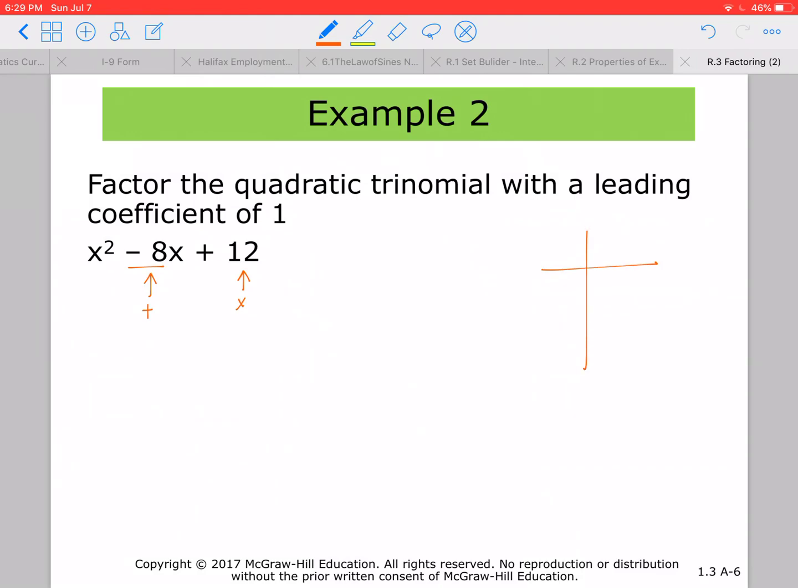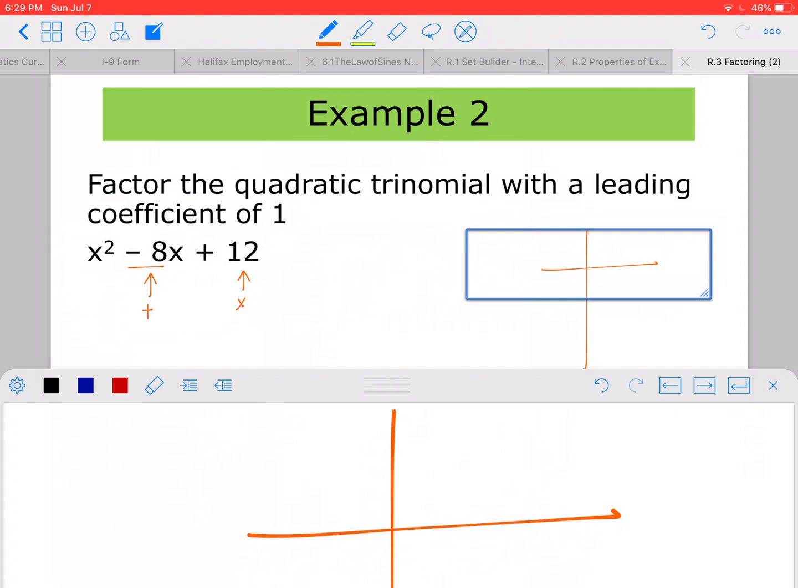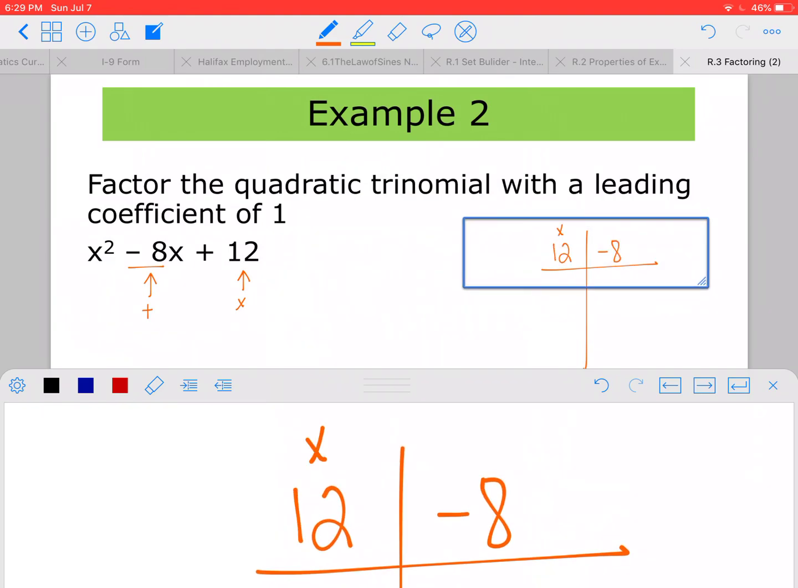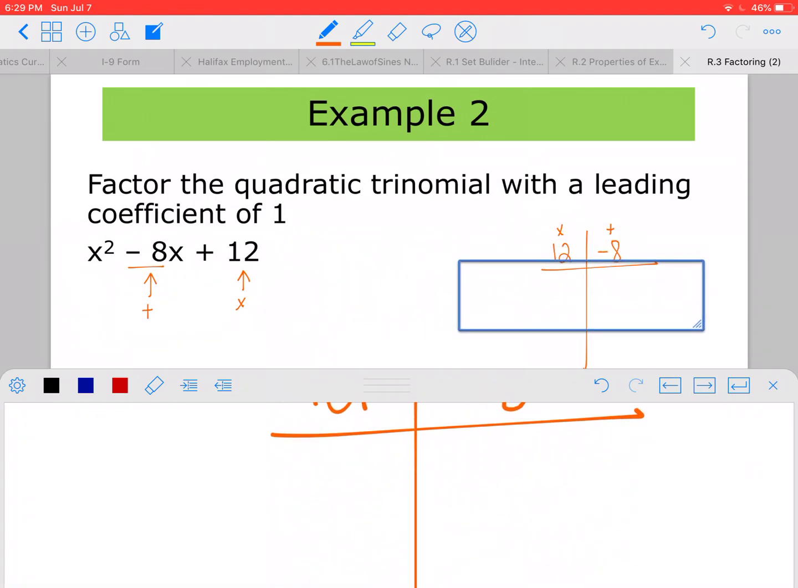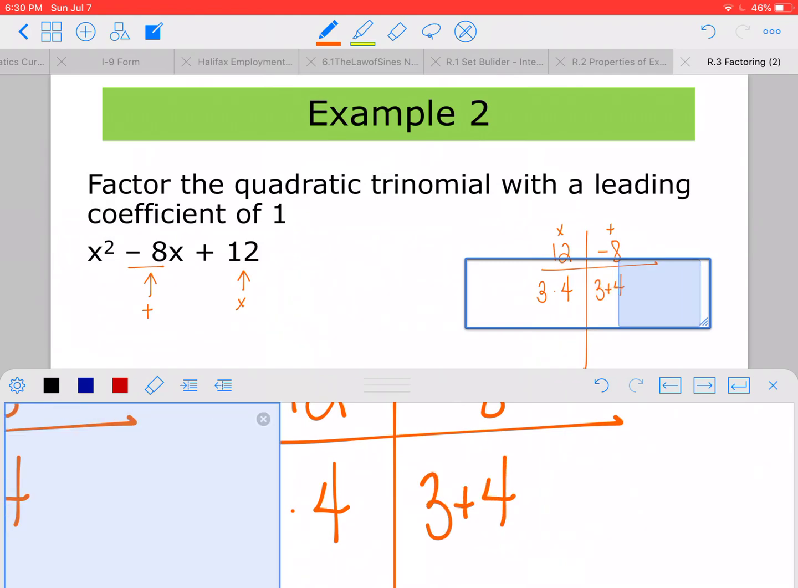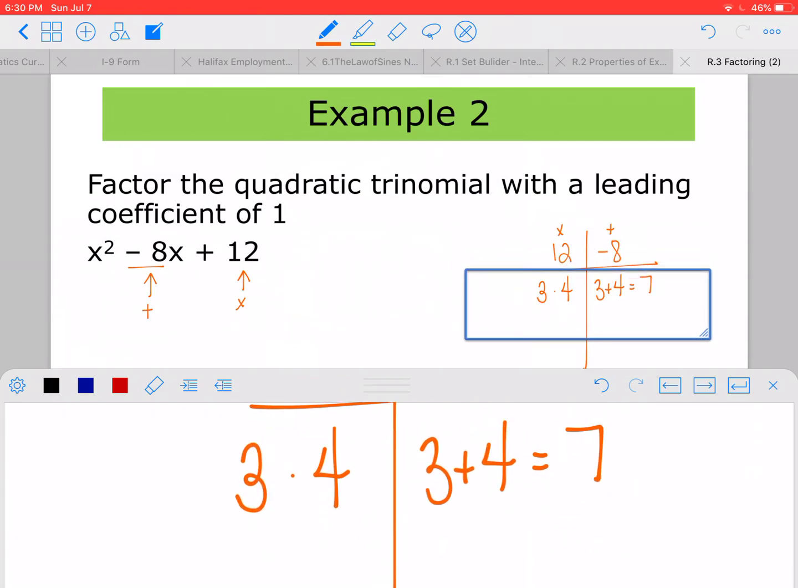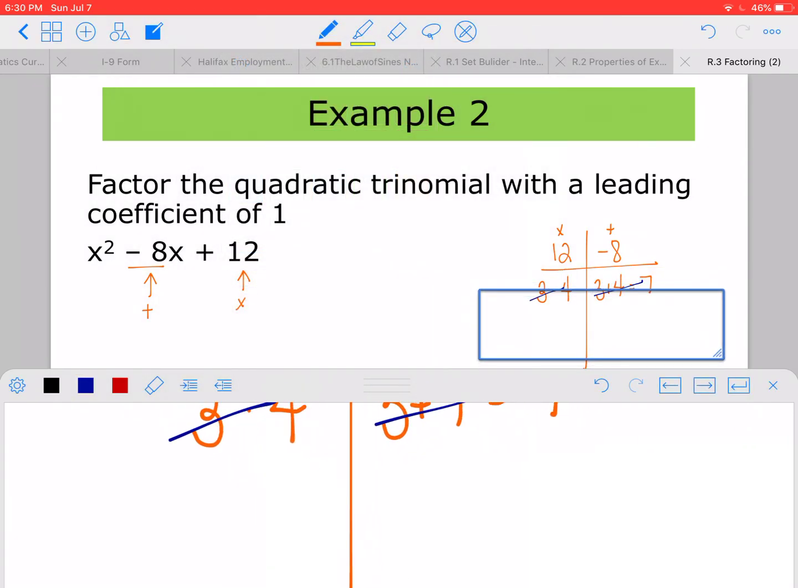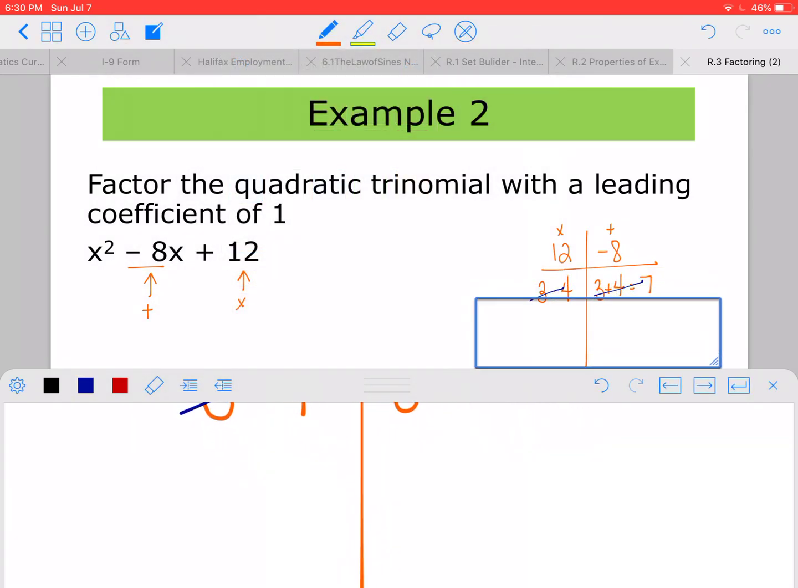And so some people will make a little table over here. What's something that will multiply that gives you 12? Well, 3 times 4. 3 times 4 adds to be 7. So this one isn't going to work. So we try something else. What will multiply to give you 12? 6 times 2. 6 plus 2 gives you 8.